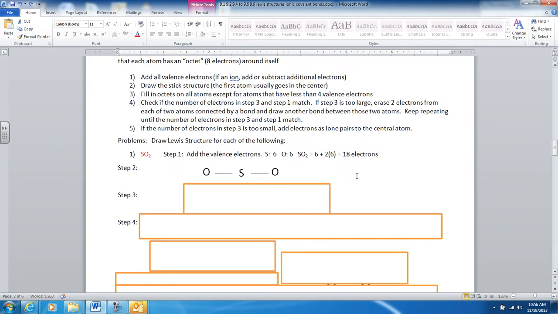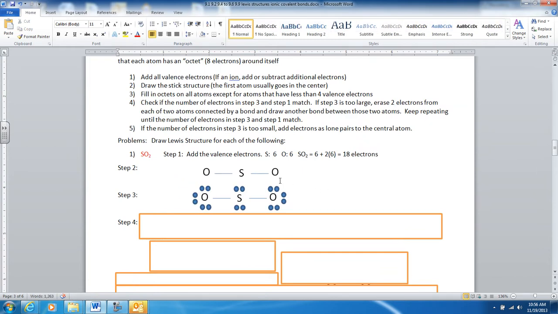Okay, hang on. Here we go. So I'm going to show you the done version of this. Do you see how on each side of every single element I put 2 electrons? These dots are representing electrons, and I don't put the dots on wherever I see a bond.